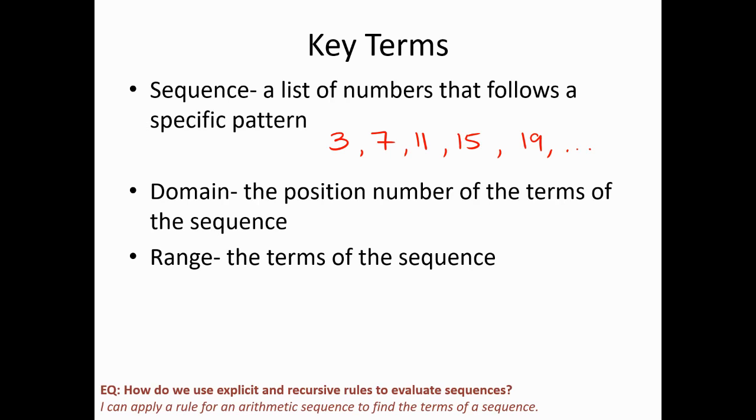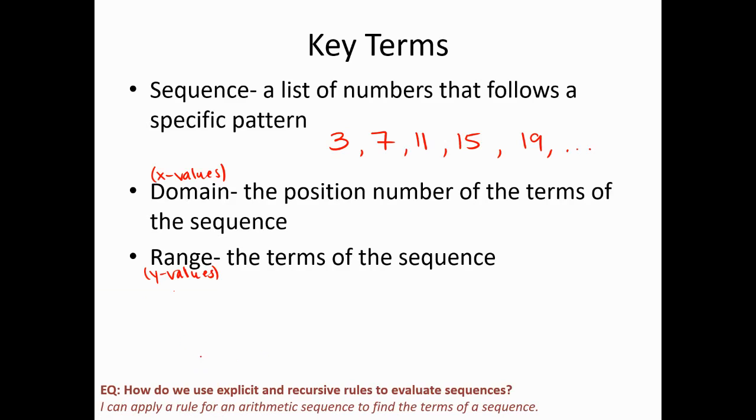And then domain, we've talked about domain before. Remember, domain means X values. In this case, when we're talking about sequences, it's the position number of the terms of a sequence, and I'll explain that more in just a second. Then we have range, which remember is Y values. And the Y values, when we're talking about sequences, are the actual terms of the sequence.